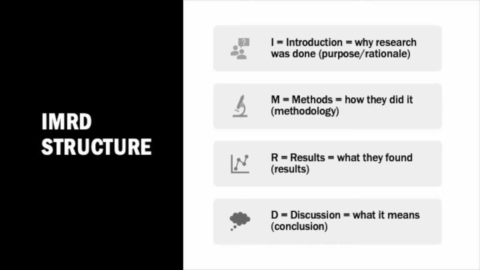Most social and behavioral scientists follow an IMRD structure when writing about their research. This structure explains why they did their research (purpose or rationale), how they did it (methodology), what they found (results), and what it means (conclusion). We are going to begin our project by planning and conducting our methodology first.